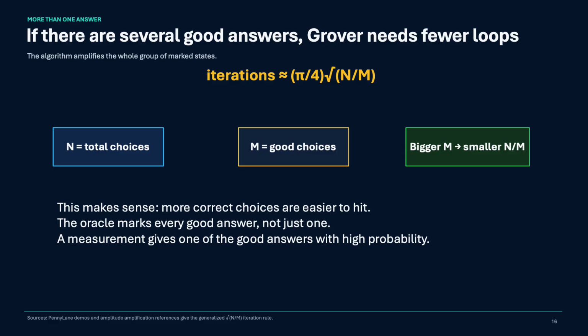Return to our city of lanterns. Instead of one hidden blue flame, imagine 4 lanterns contain blue flames. The lantern keeper marks all 4. Diffusion then amplifies the group of marked states. When we measure, we do not necessarily know which one of the 4 we will receive, but we have a high probability of receiving one of the correct answers. This makes intuitive sense. If several answers satisfy our requirement, there are more successful destinations available.